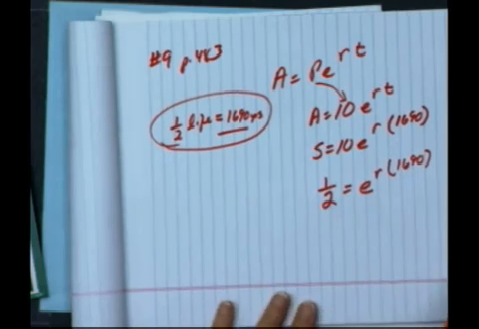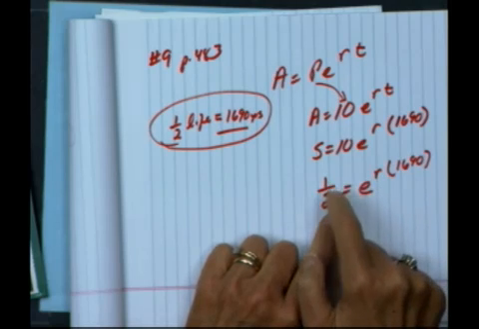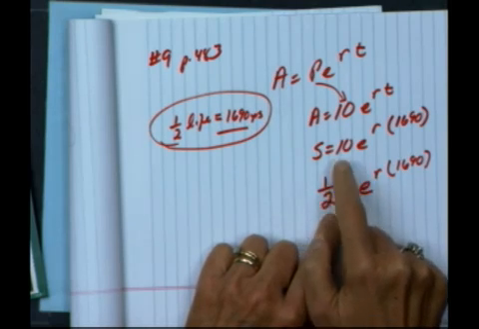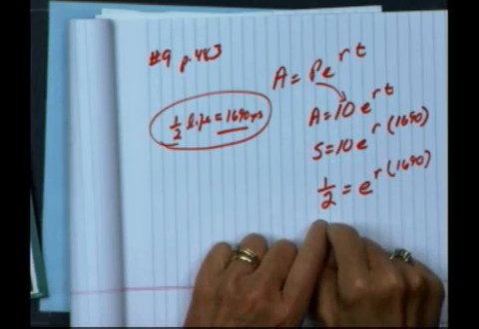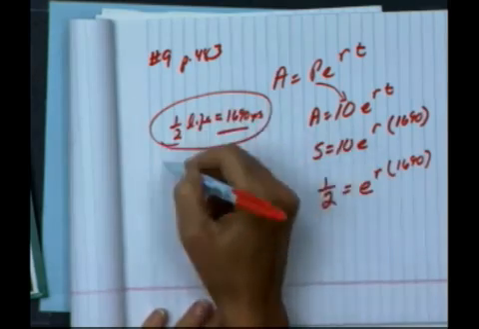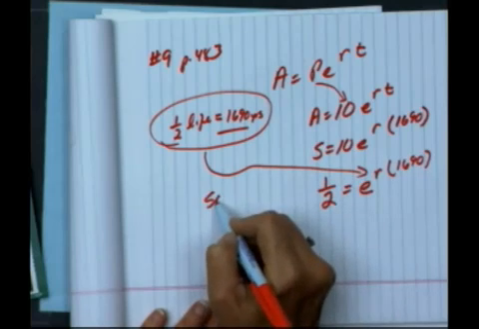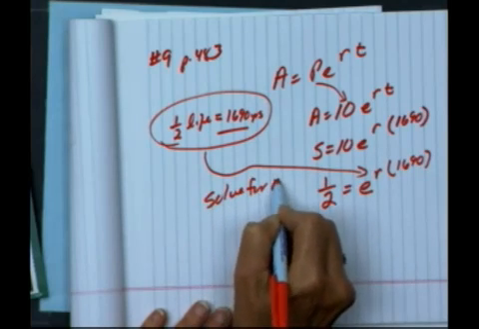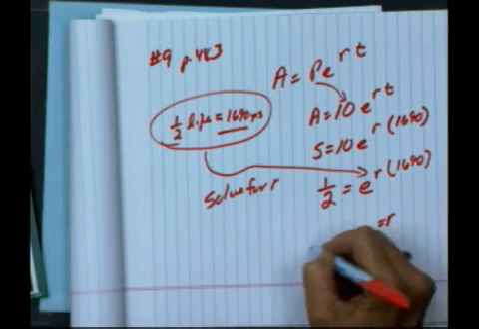You get a half. Remember doubling? We had a 2 over here when we divided. When you're doing a half-life, you're really saying, when do I have half the amount I started out with? It's always going to simplify down to a half. So this is a valuable piece of information that helps you solve for R. You're going to take the natural log of both sides to solve for R.